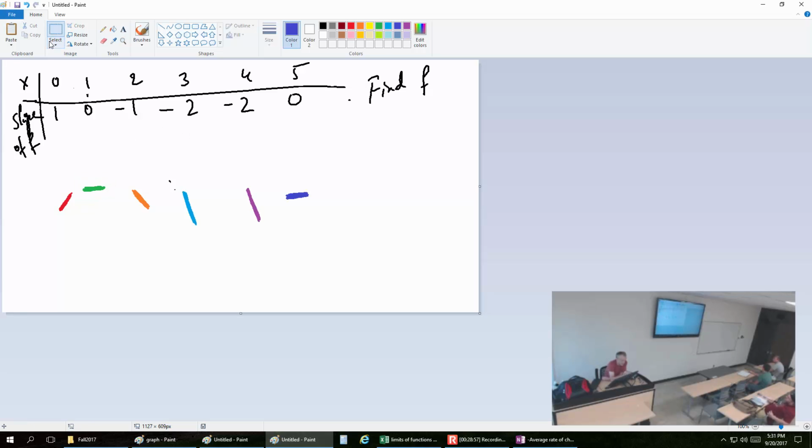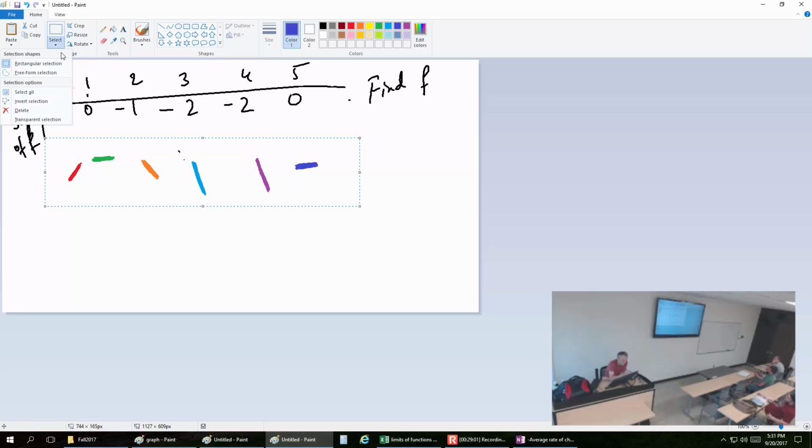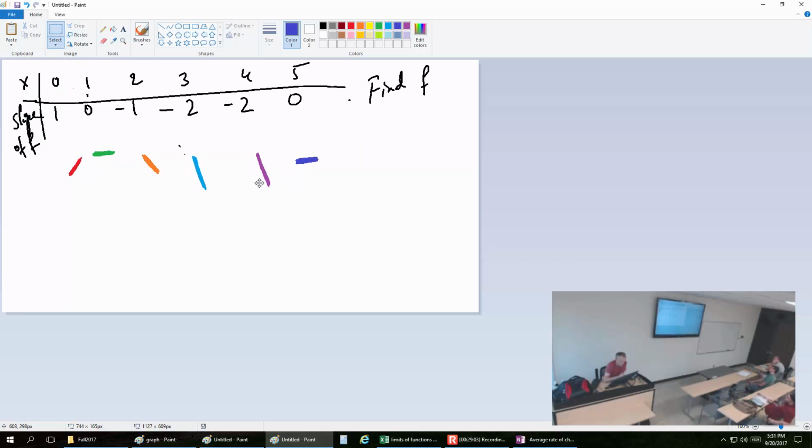Now let me copy. So I'm building them. I'll take these and assemble them like this. I take them one by one and just move them like this. Okay, this doesn't fit. Move it.